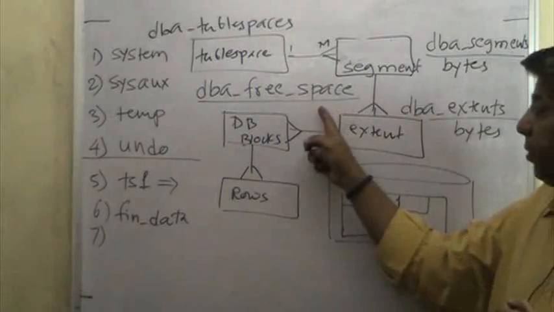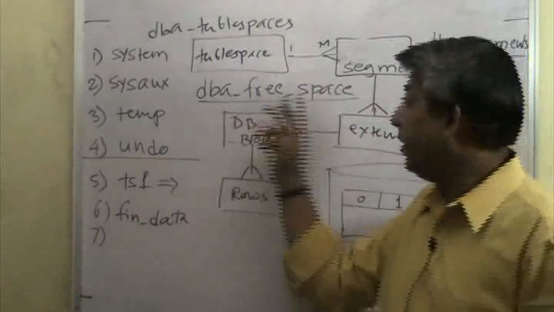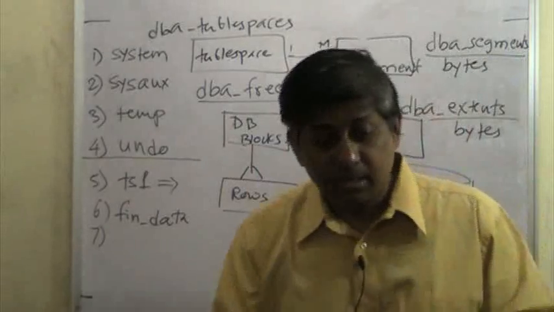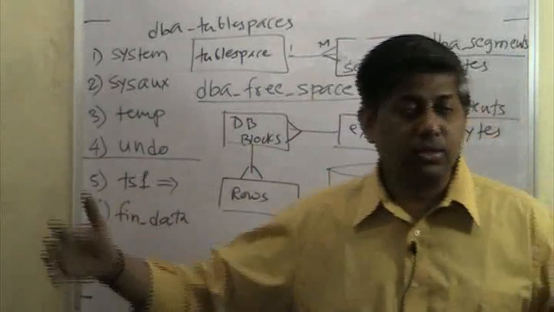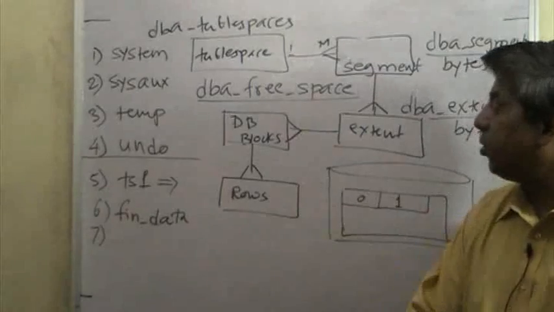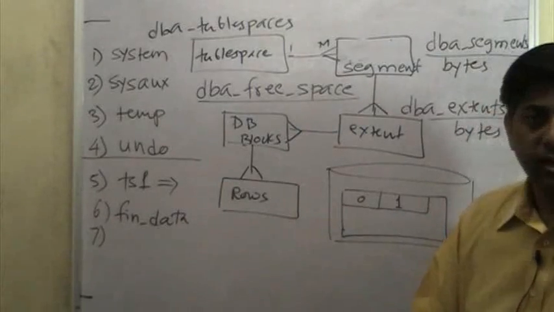And how do we do that? By monitoring the free space. And if the free space is less than desired, then you keep increasing the size of the tablespace. How to increase that? We'll see that later. So this is what the second discussion of our tablespace was.